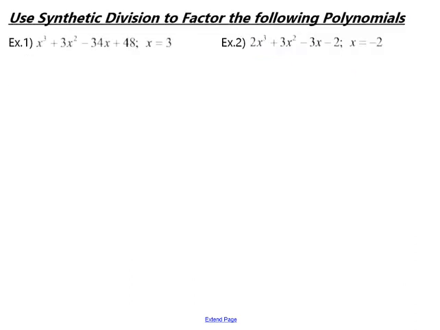So let's go ahead and practice with a couple examples using synthetic division to factor the following polynomials. Since we have x equals 3, we're going to take that 3 and put it in the box. Then we need to make sure we're not missing any terms: x cubed, x squared, x to the first, and our constant. So let's write our coefficients: 1, 3, negative 34, and positive 48.